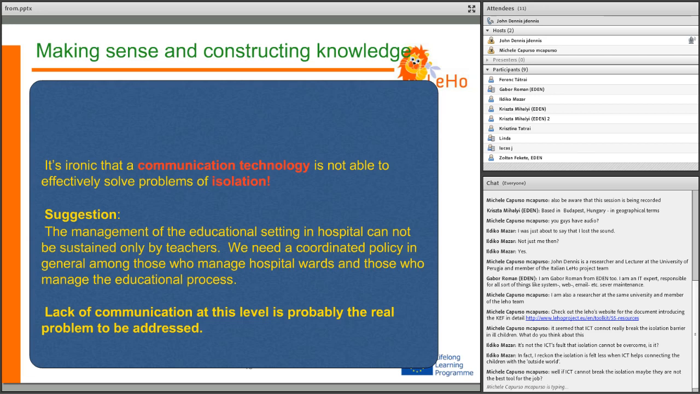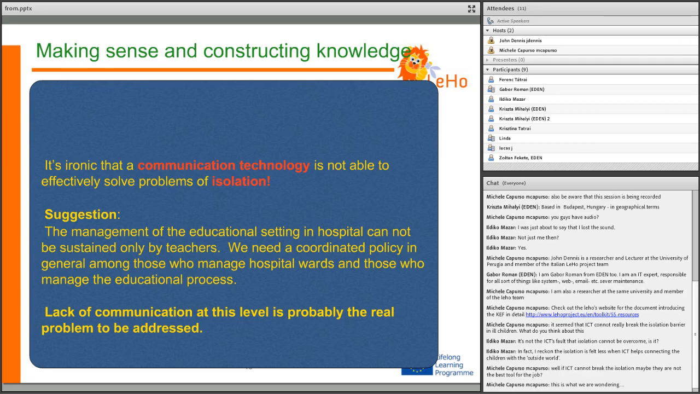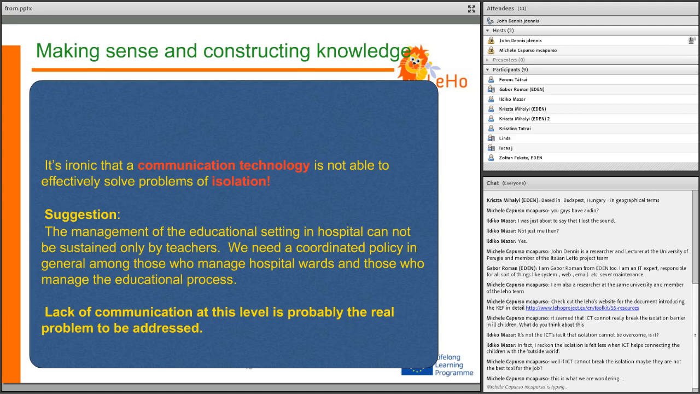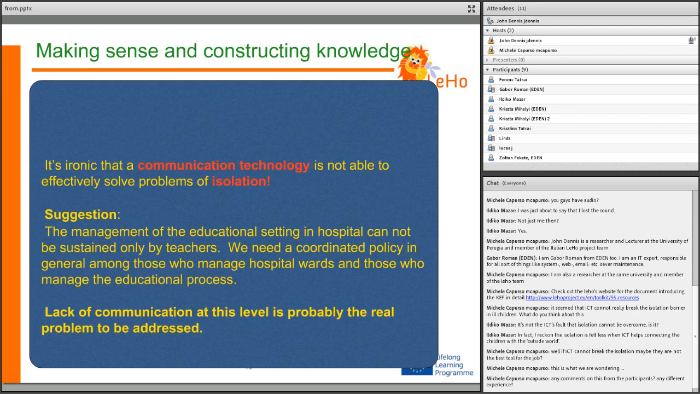The suggestion here is that the management of the educational setting in the hospital cannot be only sustained by teachers. You need to have this coordinated policy among the various players within the hospital, as well as parents, and the mainstream school, in order to manage the educational process. This lack of communication is probably the real problem. And in fact, we have this KEF, that's specific for children with a medical condition, which is interinstitutional communication.